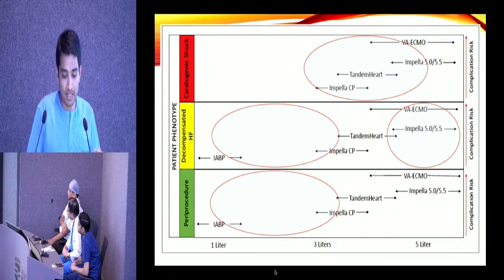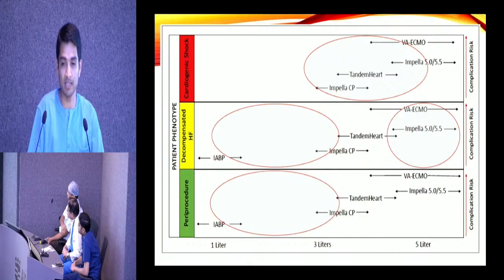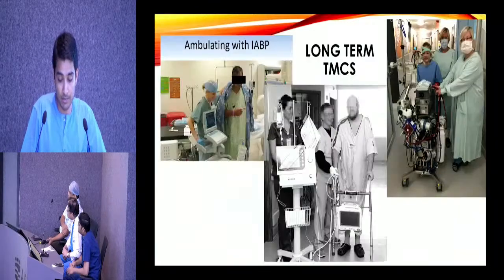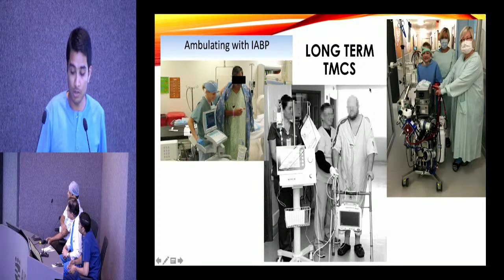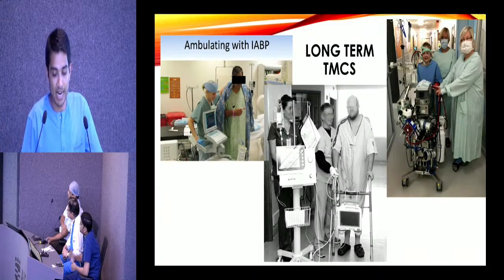And I think Dr. Rajiv showed this slide. As we need more support, you've got to drift towards the Impeller 5, the Tandem Heart, and the ECMO, with perhaps even central cannulation. With the Impeller, IABP and the ECMO, you can ambulate patients when you go the axillary route. This is something to consider when these patients are waiting as a bridge to VAD or transplant.